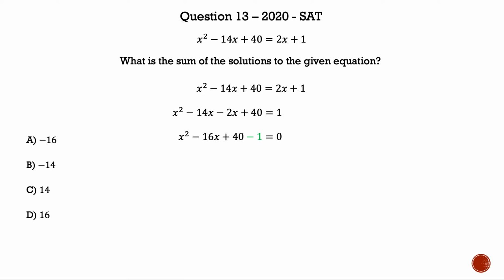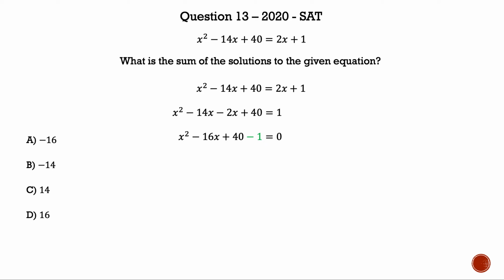We also did another step. What do we think that is? That is correct. We combined negative 14x and negative 2x, and the result of that is negative 16x. So now we have x squared minus 16x plus 40 minus 1 is equal to 0. And 40 minus 1 is 39. So now we have x squared minus 16x plus 39 is equal to 0.